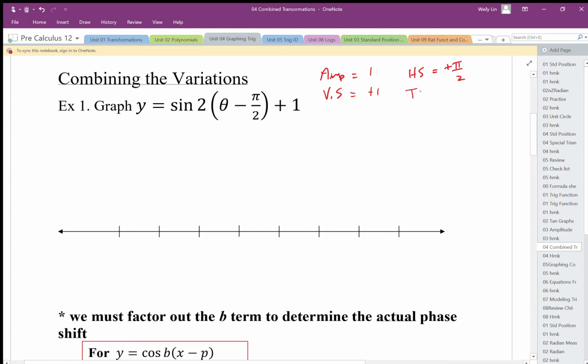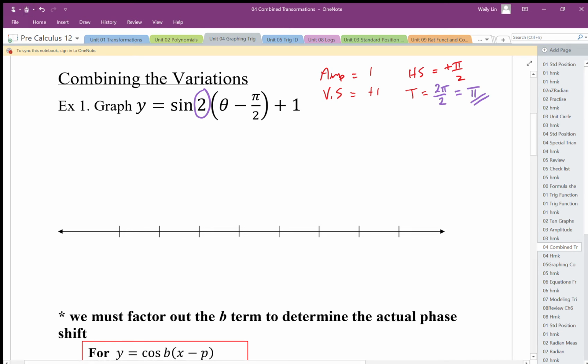The last part is the period. Notice that there is a horizontal compression going on here. That's going to affect the period. The period of the sine graph is normally 2 pi, but it's now going to be compressed by 2, so the period is going to be pi. We do this by taking 2 pi divided by the compression factor b, and our new period is pi. So those are the 4 main parts that we need to have when we graph this.